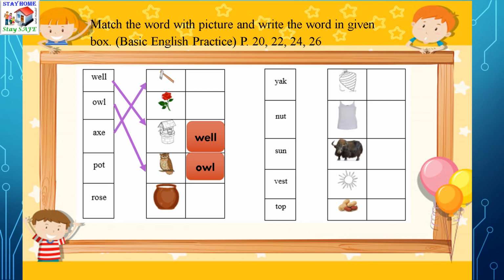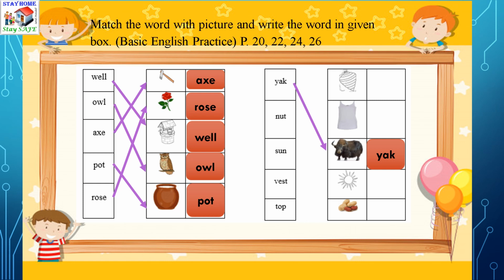Then axe. A-X-E. Axe. Then pot. P-O-T. Pot. Rose. R-O-S-E. Rose. Yak. Y-A-K. Yak.